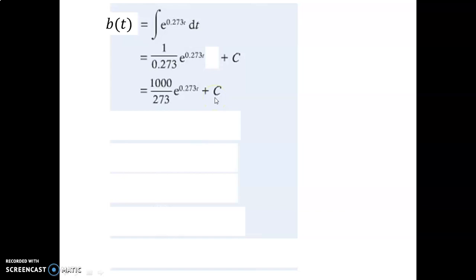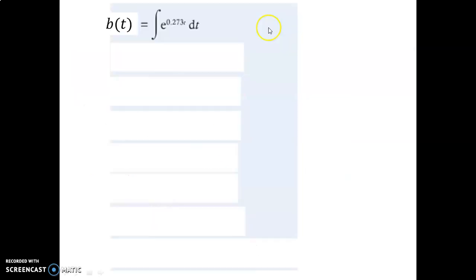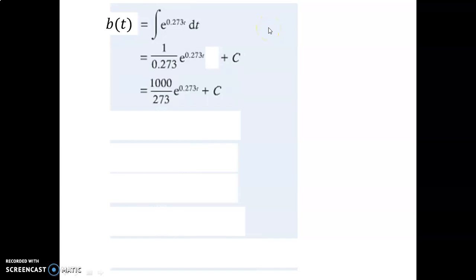Were we given some more information that helps us solve for c? Let me go back in time for a second. What else were we told here? Oh, the starting or initial population was 100. So let's use that piece of information. We were told the initial population is 100 bacteria. And initial always means at time 0.